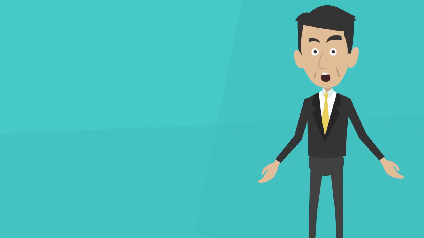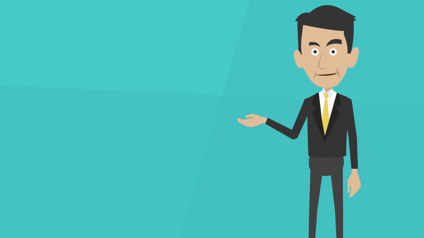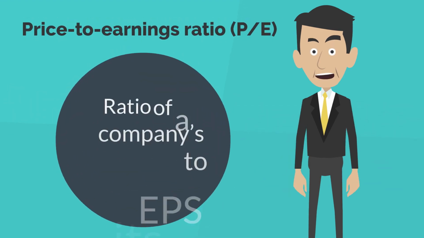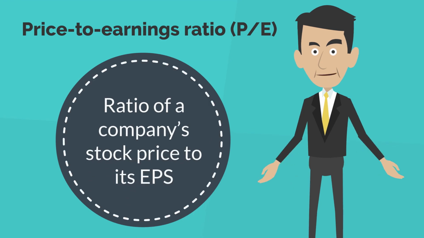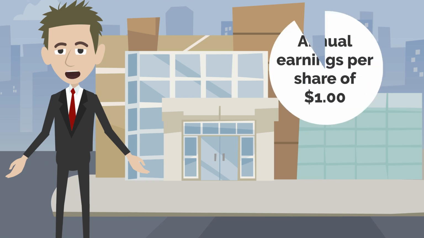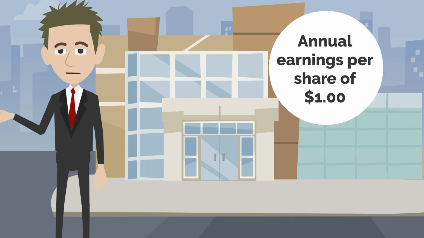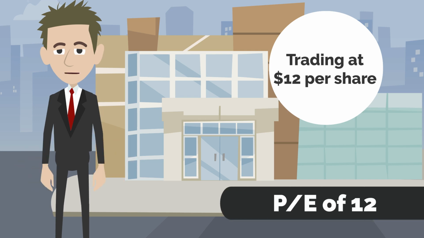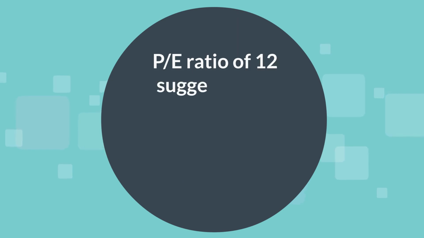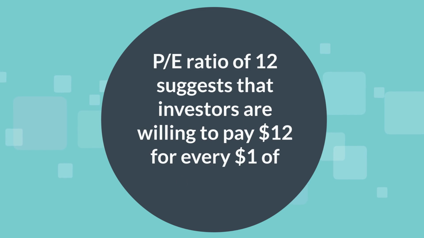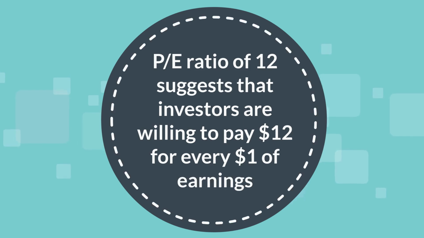One ratio commonly used in relative valuation for stocks is the price-to-earnings ratio, which is the ratio of a company's stock price divided by earnings per share. For instance, a publicly traded company that generates annual earnings per share (EPS) of $1 and is trading at $12 per share has a P/E ratio of 12. In other words, a P/E ratio of 12 suggests that investors are willing to pay $12 for every $1 of earnings that the company generates.